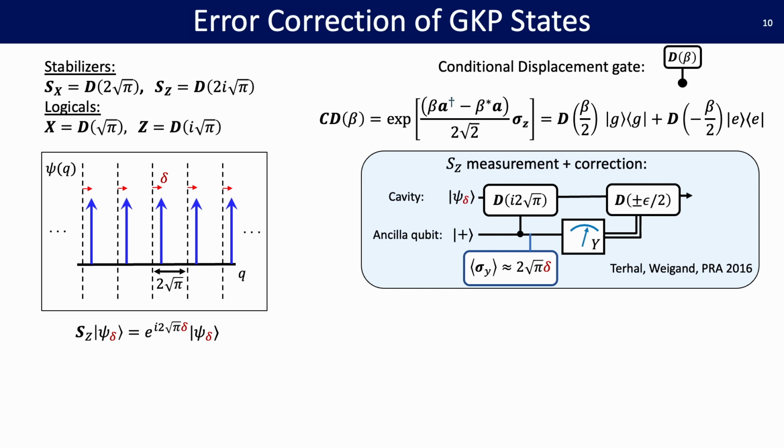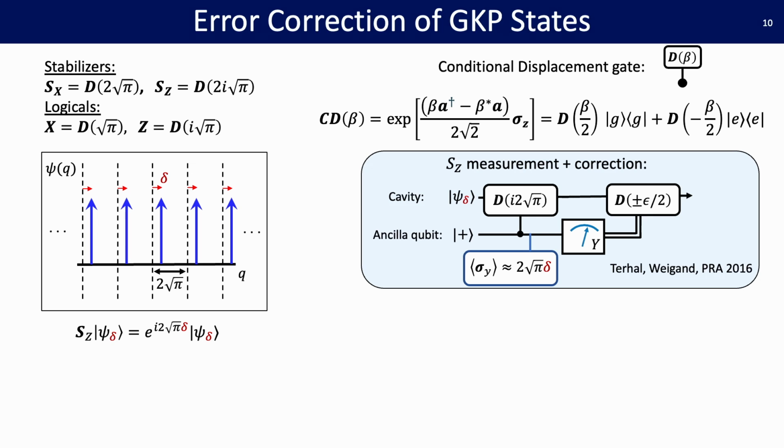So for the particular case of the Z stabilizer, if we perform this conditional displacement of a Z stabilizer length, then our error that we hope to extract is encoded along the y-axis of the ancilla. In particular, if this displacement error is in the positive direction, we're more likely to measure the ancilla in the plus y state. If the error is in the negative direction, we're more likely to measure the minus y state. So after this measurement along the y-axis of the ancilla, we can give the oscillator a kickback in the opposite direction, thereby mitigating the effect of these errors.